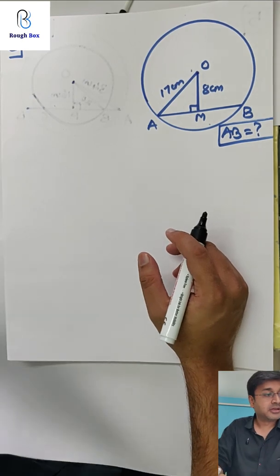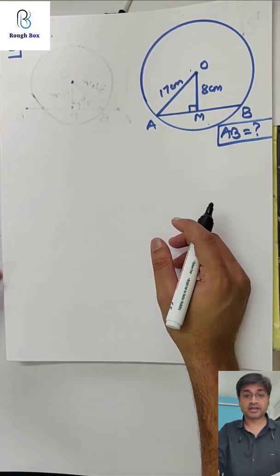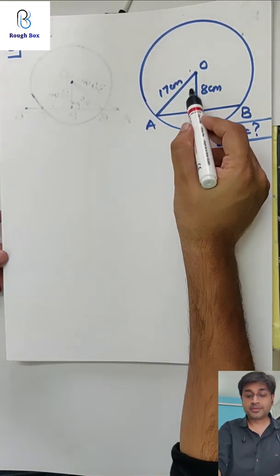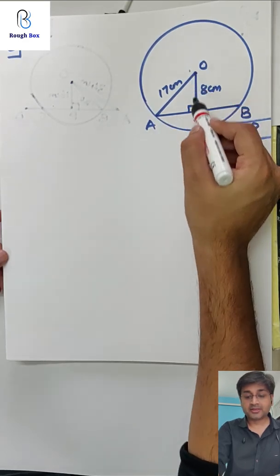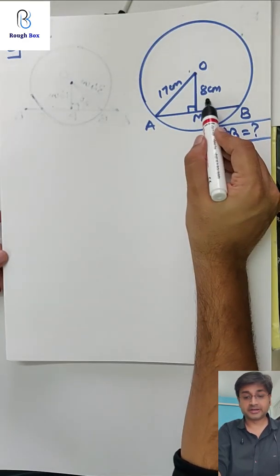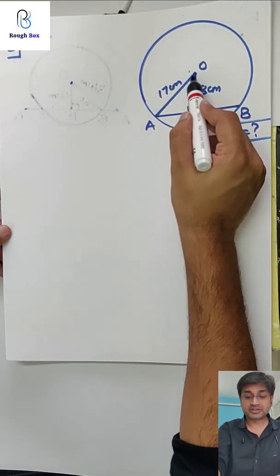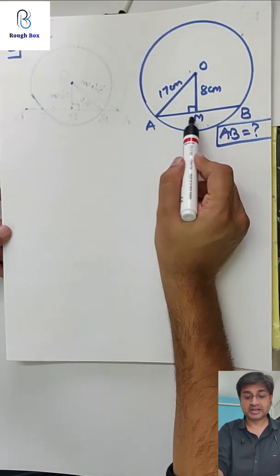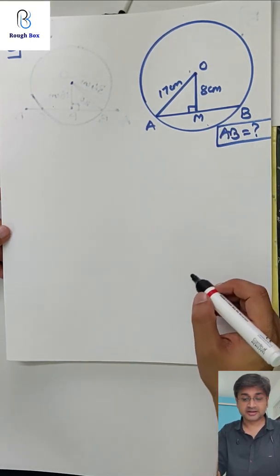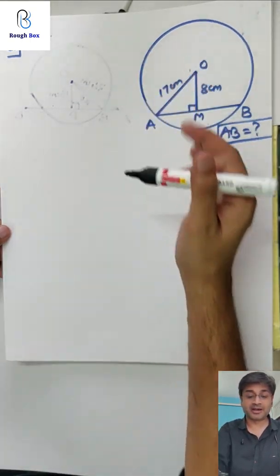Sum number 3. Can you try this one, please? Read it carefully. They have given you that the radius is 17 and the distance of the chord from the center is 8. Find the length of the chord, that is AB. So same logic: first take this triangle, apply Pythagoras, get AM and then double it. Simple as that, isn't it? Why double? Because the perpendicular bisects.